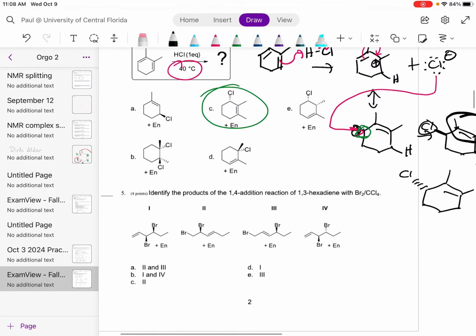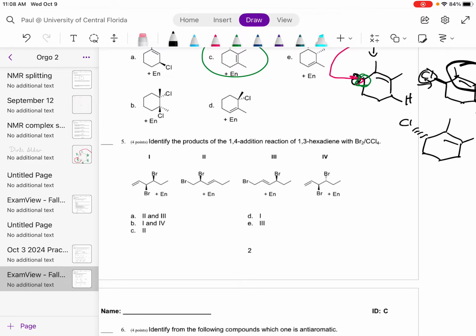So question 5, identify the products of the 1,4 addition reaction of 1,3-hexadiene. So we first need to know what hexadiene is. So we draw it like that. There's our hexadiene. And when you add the first bromine, okay, pay attention, it says Br2. It's not HBr. So we're adding 2 bromines across. It asks for the 1,4 addition.